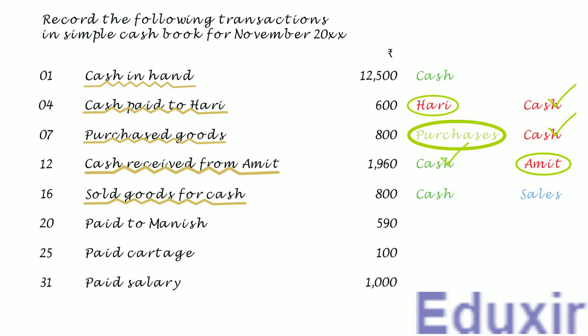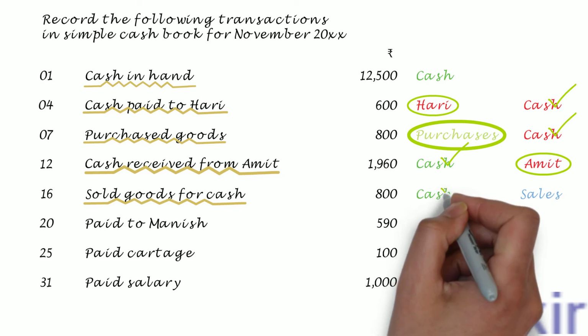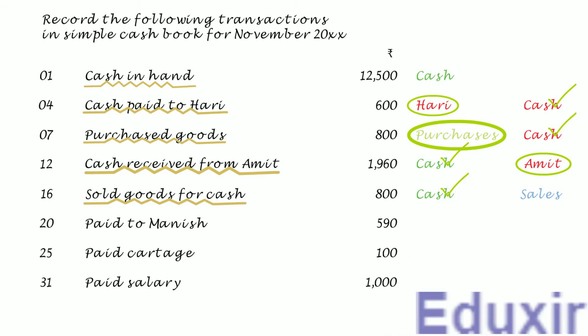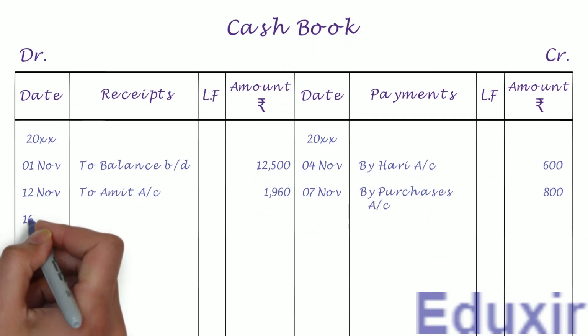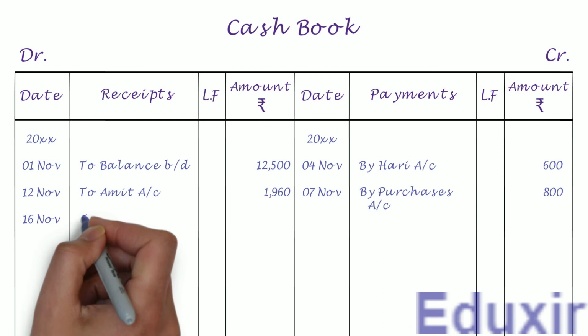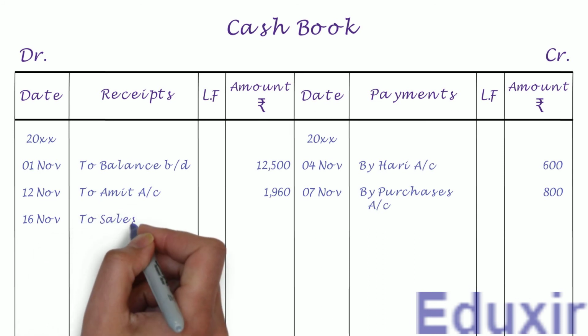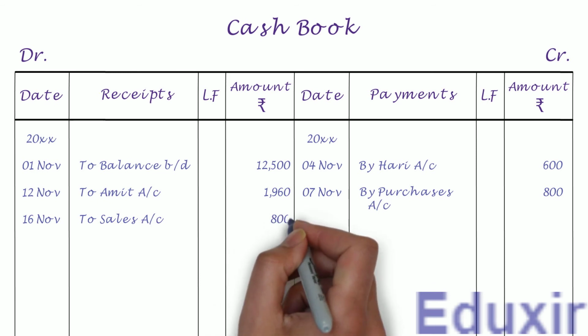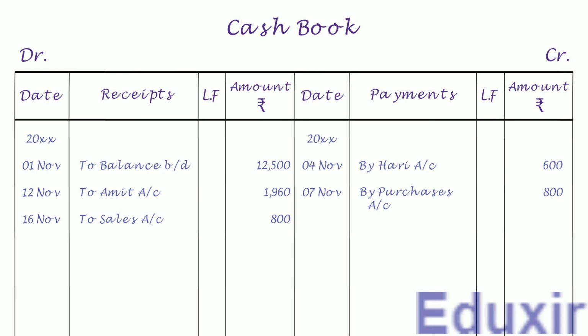In this transaction, as you can see, the cash is on the debit side. So, it needs to be posted on the debit or receipt side of the cash book. Note that the particulars that need to be posted into the receipts column of the cash book is sales. With this analysis at our disposal, let us proceed with the posting of this transaction on the debit side of the cash book. Let us first record the date. Let us then record the sales account in the receipts column. Let us then record the debit amount of 800 rupees in the amount column. With that, we have completed the posting of this transaction into the cash book. Let us now take up the next transaction.